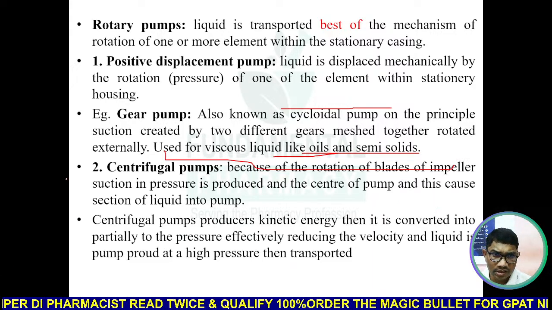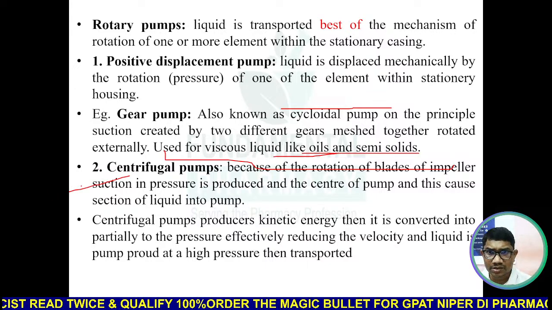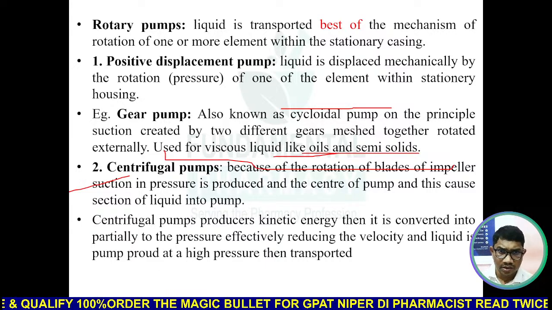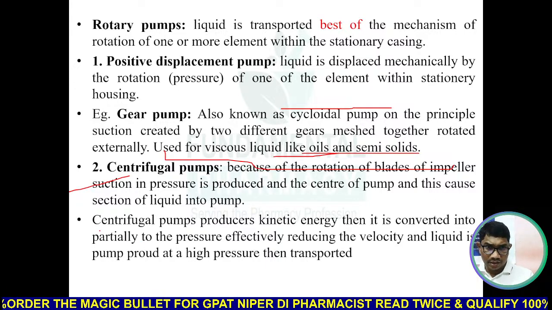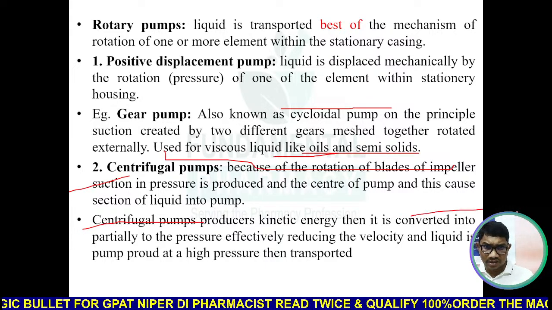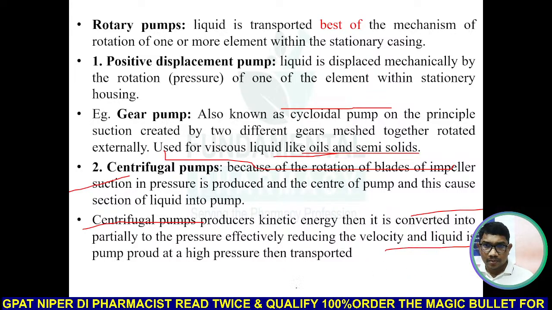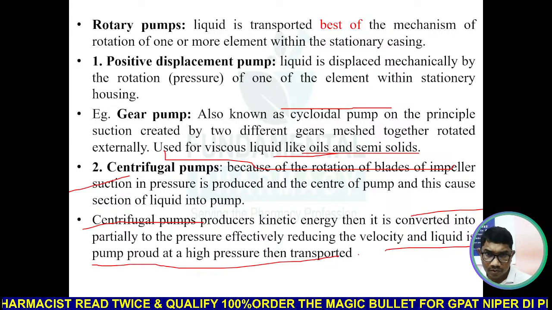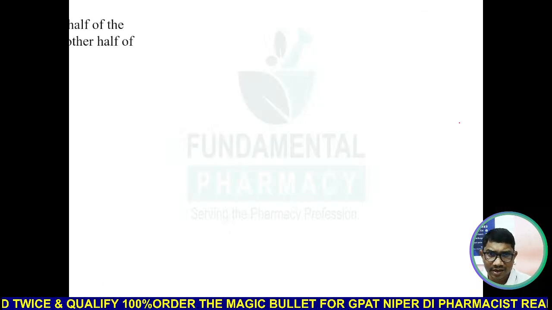Centrifugal pump, next is the centrifugal pump. Based upon the rotation of blades and impeller, suction produces pressure at the center of the pump, in this case suction of liquid into the pump. Centrifugal pump produces kinetic energy, then converts it into pressure energy, effectively reducing the velocity of the liquid. High pressure liquid is then transported. Centrifugal pump has also been given a classification, not much important.